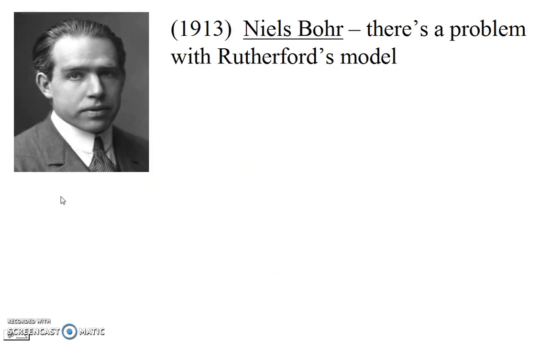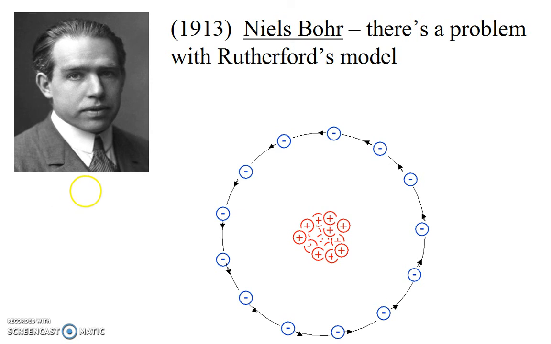Alright, so then we get to 1913, Niels Bohr. And Niels Bohr said, wait a second, there's a problem with Rutherford's model. Let's look at this in a little more detail. Here's Rutherford's model again. Here's the electrons zipping around in circles. What could possibly be wrong?